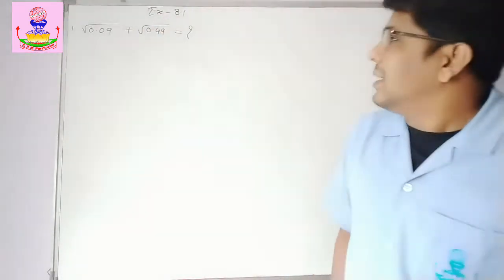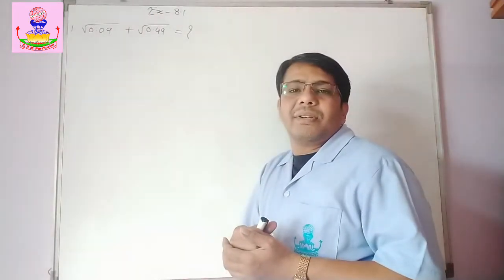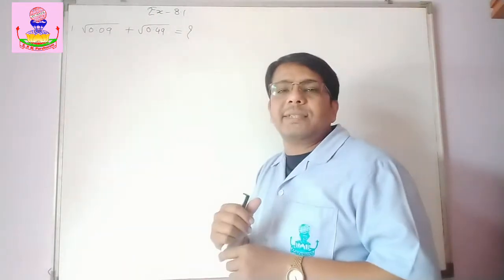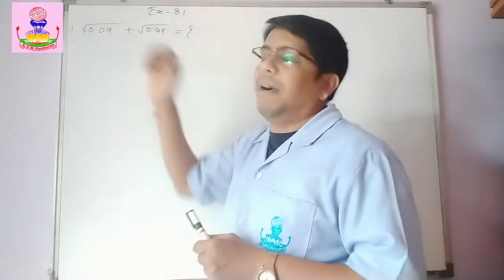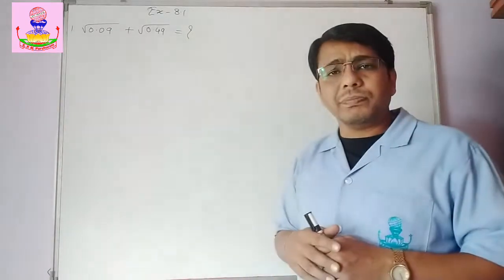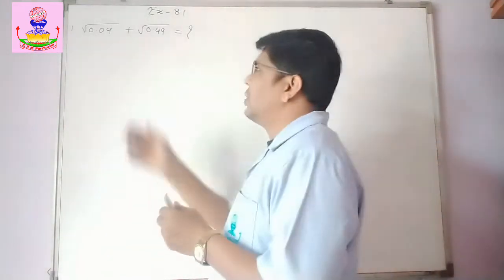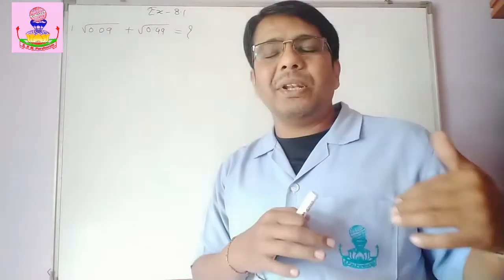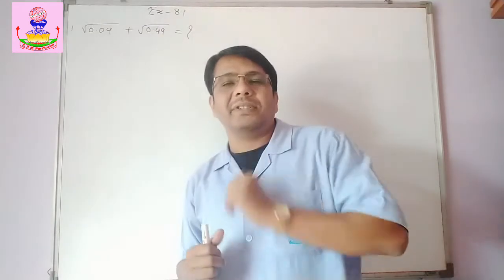Now, I have told that when we are finding the square roots of decimals, the number of digits after the decimal point becomes exactly half in its square root. So here there are 2 digits. So how many will be there in its square root? Yes, 1 digit after the decimal point.